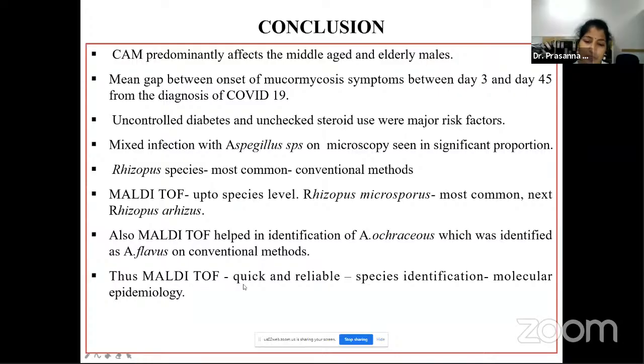Thus, MALDI-TOF is a quick and reliable method for species level identification of Mucorales, thus helping in molecular epidemiology.